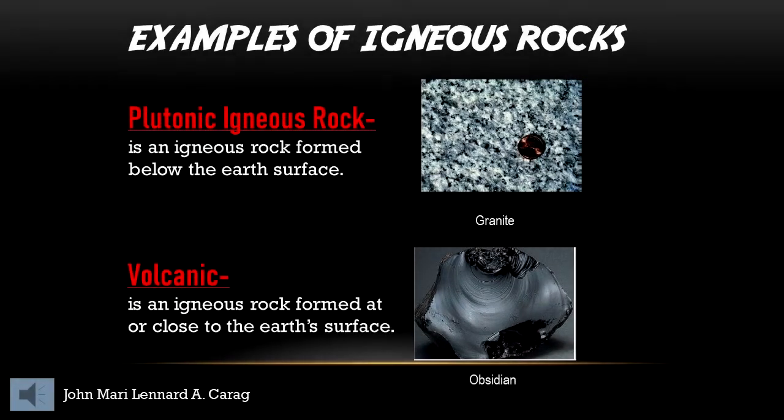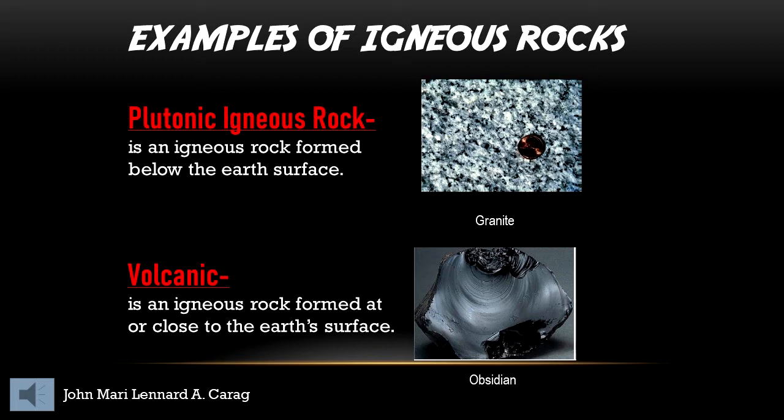Examples of igneous rock. So first example is the plutonic igneous rock. This igneous rock is formed below the Earth's surface. The name is derived from Pluto, the Greek god of the lower world. One of the most widely known examples of plutonic rock is granite. Compositionally, typical granite contains principally quartz and feldspars and usually contains some ferromagnesian minerals or other silicates.